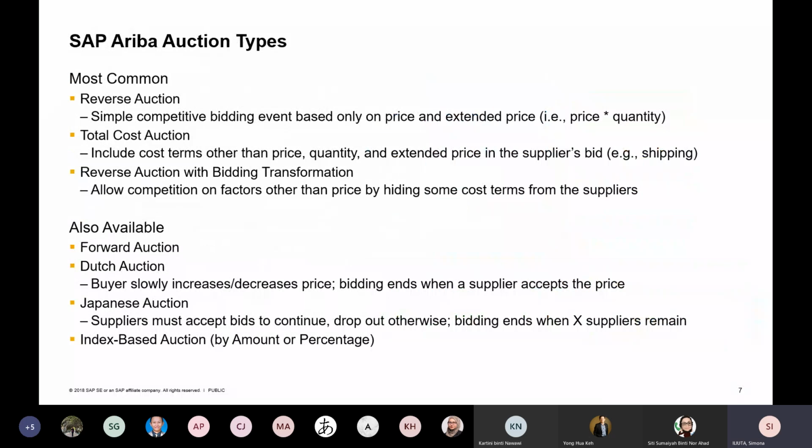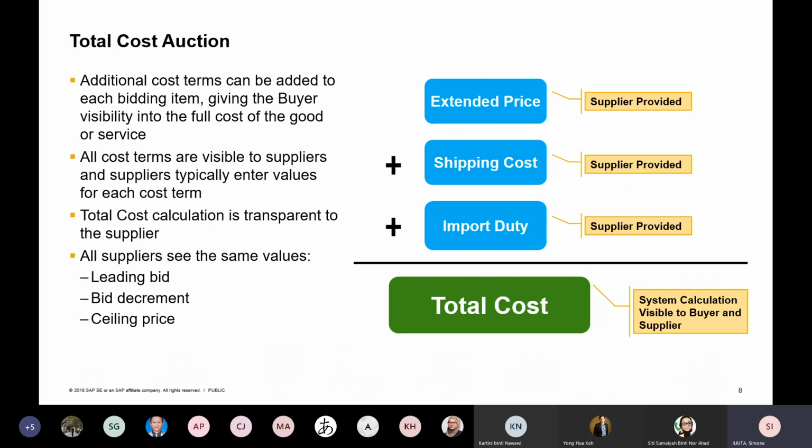Okay, so after saying English auction with reverse, total cost, and bid transformation, I would like to mainly focus on the difference between total cost and bid transformation. Why? Because this is very important for you to understand that in Ariba, the way you ask for price and what you are asking from the suppliers is important, depending on the analysis of the market that you have done.